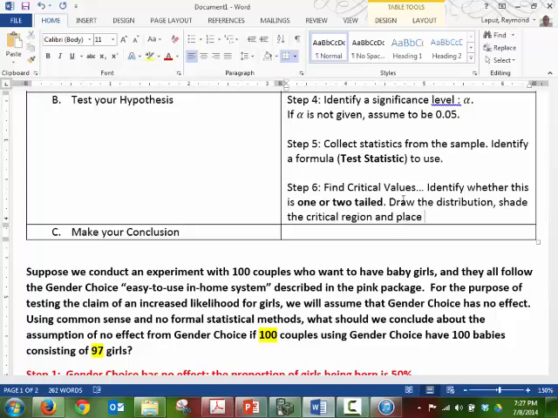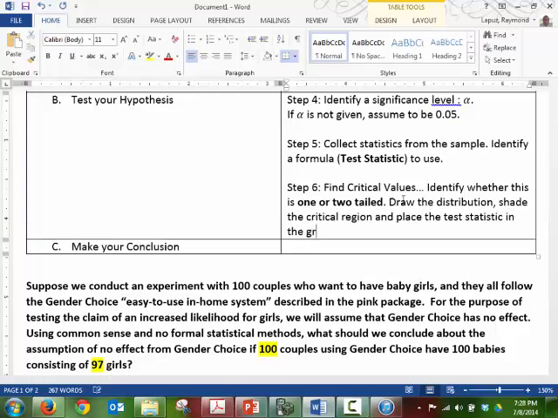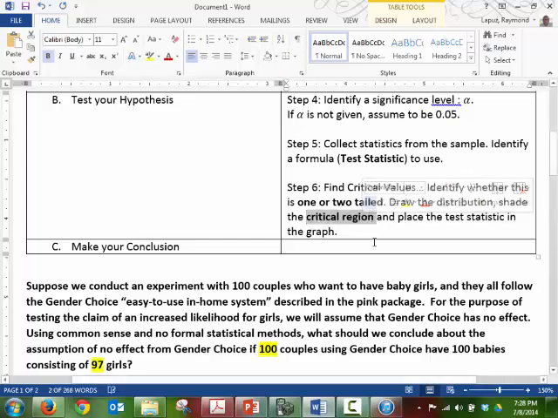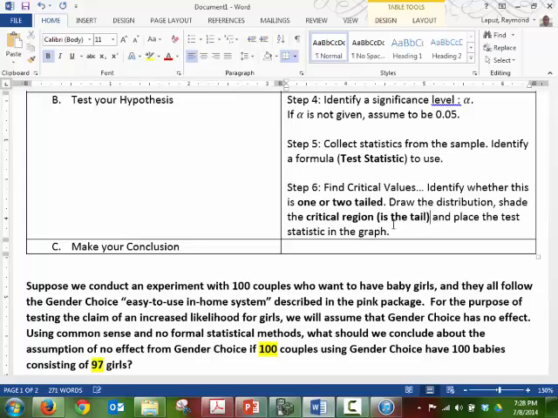Another keyword that comes up in hypothesis testing is the idea of a critical region. Have you guys heard of the critical region? This can just be a parenthetical statement. A critical region will be the tail.